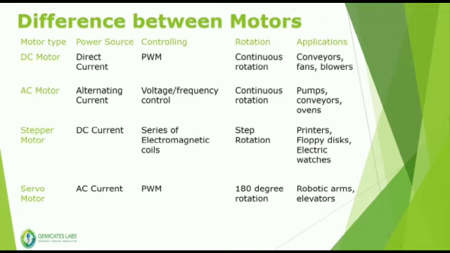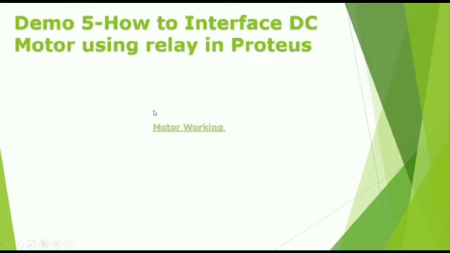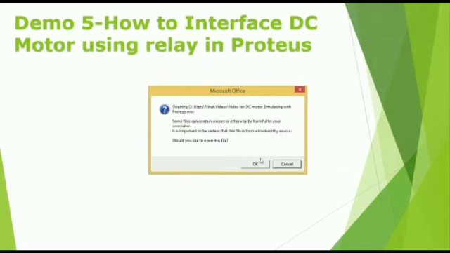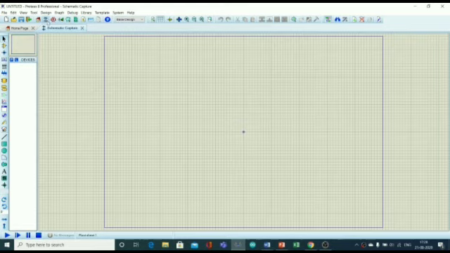Coming to the applications of motors, DC motors are used in conveyors, fans, blowers, etc. AC motors are used in pumps, conveyors, ovens, etc. Stepper motors are used in floppy disks, electric watches, and coming to servo motor applications, they are used in robotic arms, elevators, etc. In demo 5, let us see how to interface a DC motor using a relay in Proteus.